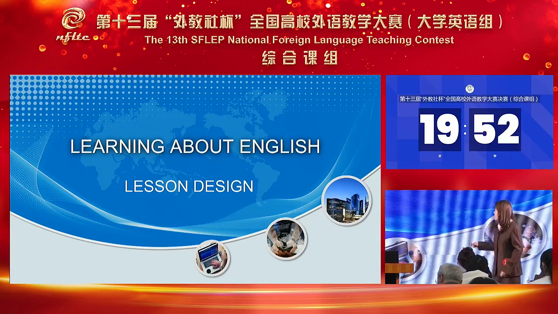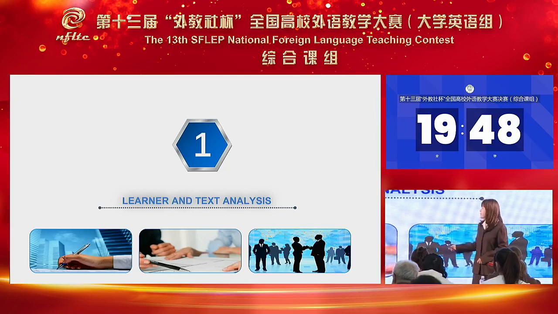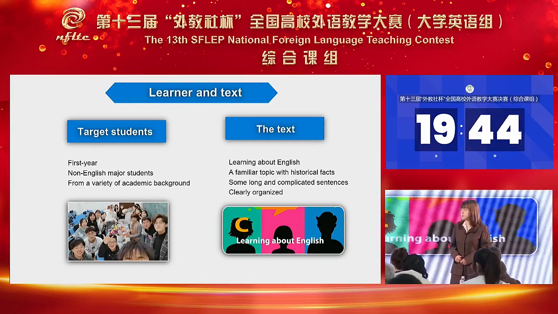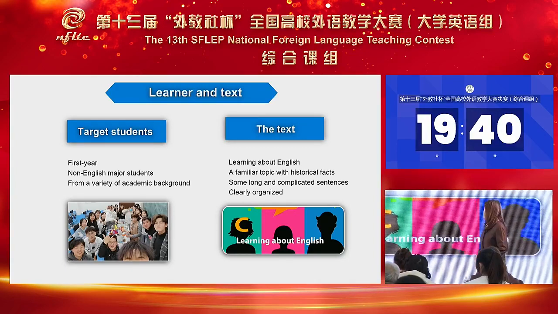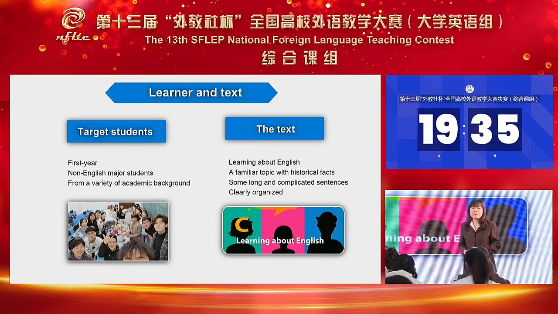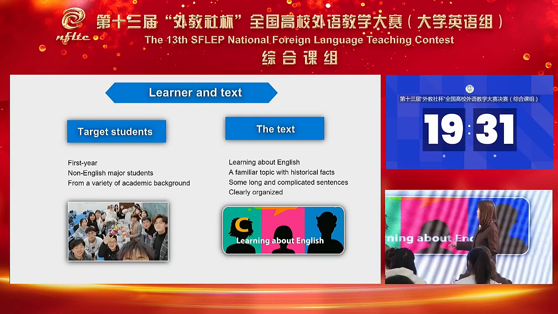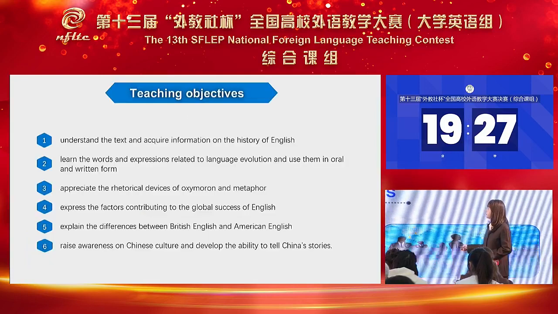I'll cover 3 parts. Firstly, learner and text analysis. My target students are non-English major freshmen. The text is learning about English. With a familiar topic, it comprises unfamiliar historical facts and long and complicated sentences. Next, teaching objectives.